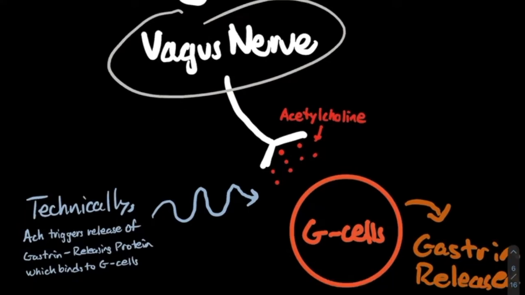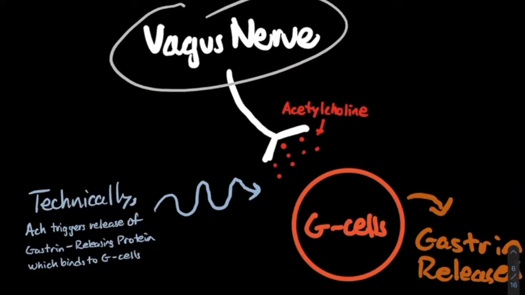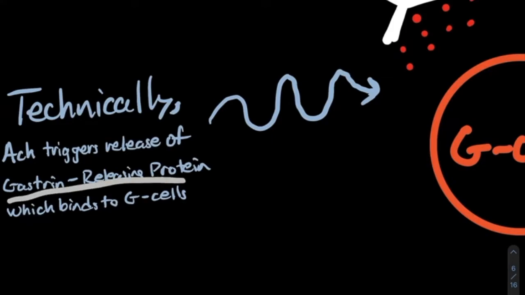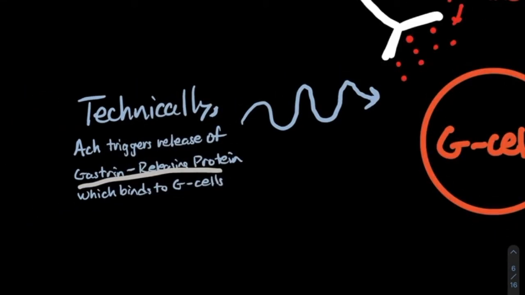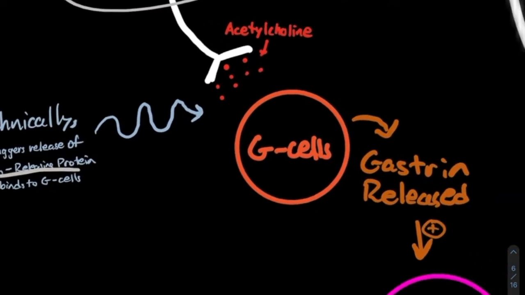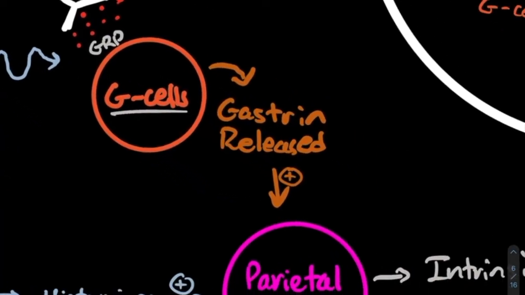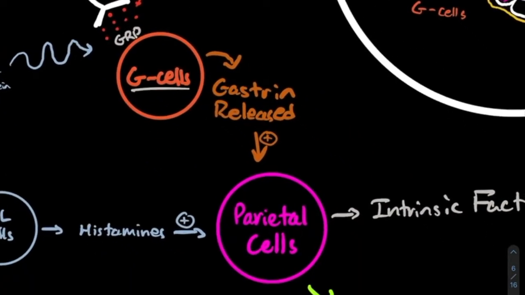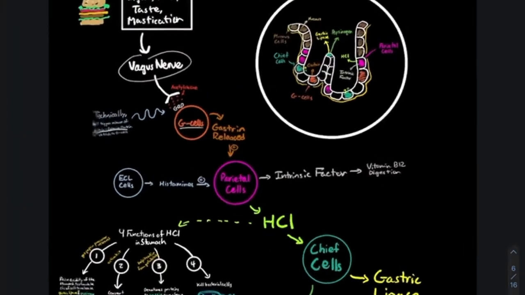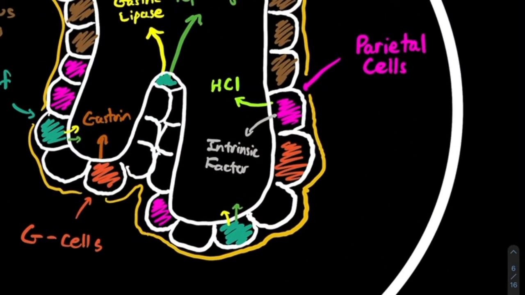The neurons that actually travel down the vagus nerve and over to the stomach release acetylcholine, and that acetylcholine ultimately triggers the release of gastrin-releasing protein. Now, gastrin-releasing protein, it's in the name. It's going to want to release gastrin, and what releases gastrin? Well, it's these G cells. So this acetylcholine will indirectly, through GRP, upregulate the activity of G cells. And so G cells are now secreting gastrin, and gastrin, as you can see by this plus sign, activates parietal cells. Remember, parietal cells secrete hydrochloric acid and they secrete intrinsic factor.